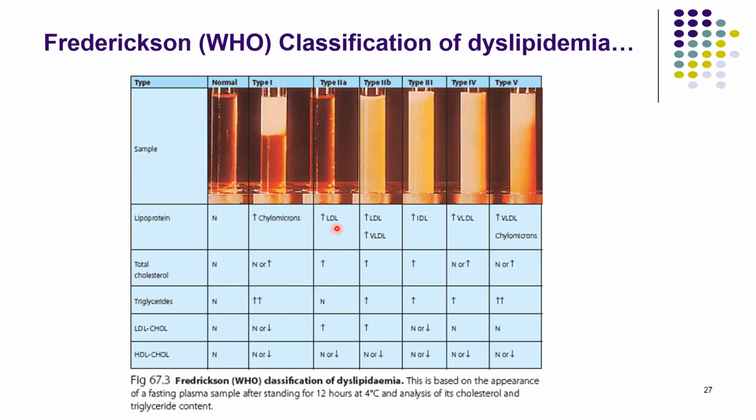And type 2, high in LDL. 2A, 2B. 2B is also high in VLDL. Because high in VLDL, it means also high in triglyceride. And type 3, IDL. Type 4, high in VLDL, triglyceride also high. And type 5 has very high VLDL, chylomicron, and triglyceride. That's why it's very turbid, very cloudy.